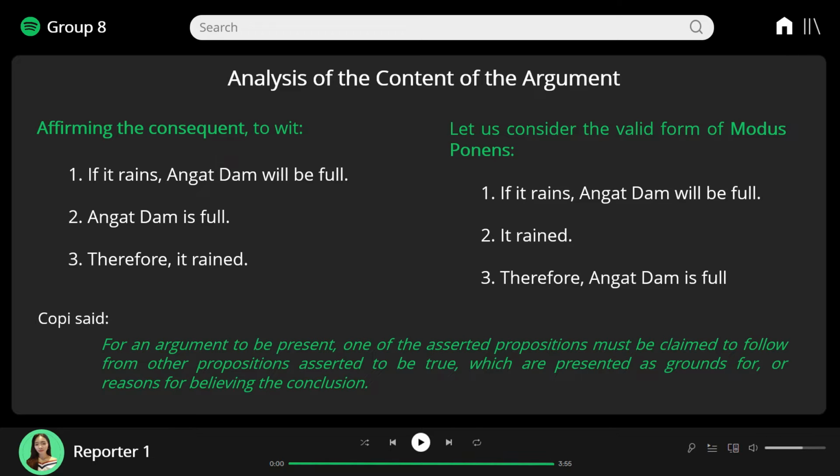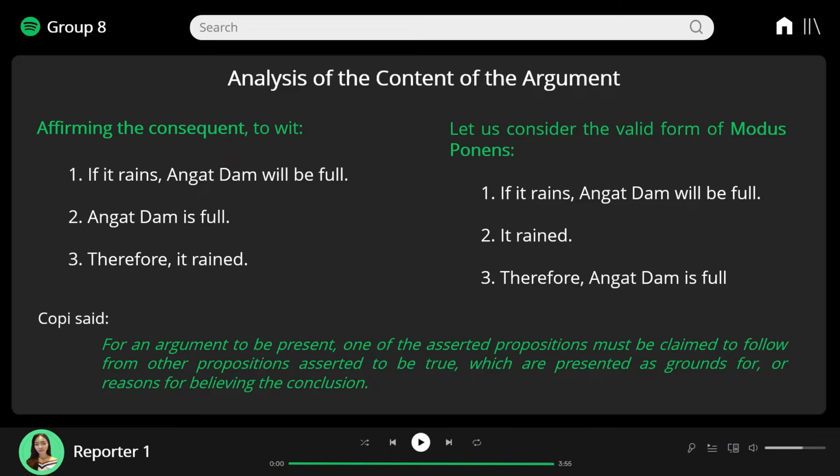Let us provide a good example in order to highlight the subject matter of informal logic. Let us consider an invalid argument form called affirming the consequent and provide it with content. First, if it rains, Angat Dam will be full. Second, Angat Dam is full. Third, therefore it rained. From the standards of formal logic, the argument form on the left is invalid, and any argument with this logical structure is said to be invalid whatever the content. But if you analyze the content of the argument, you will notice that the claim of the conclusion, statement 3, it rained, is supported quite strongly by the two premises 1 and 2.